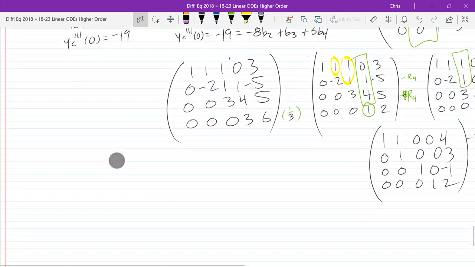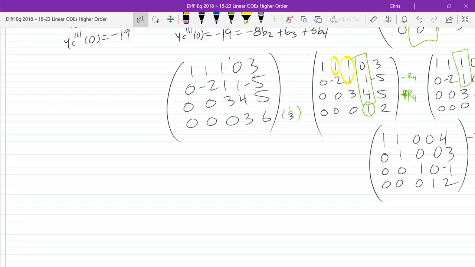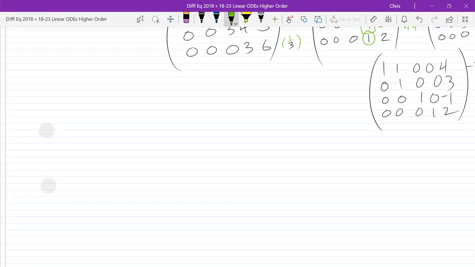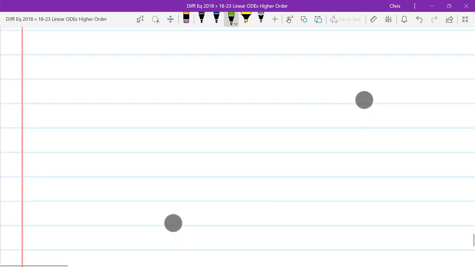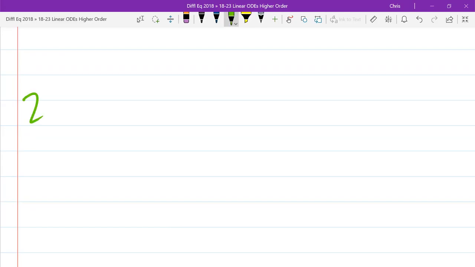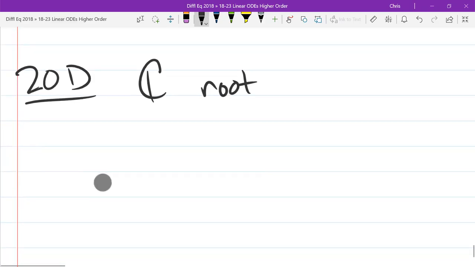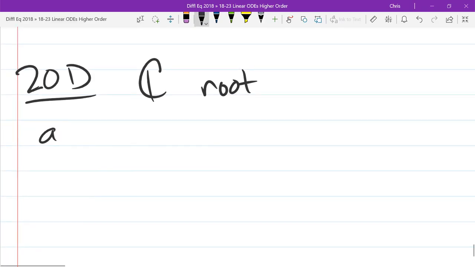All right, so we're going to go to complex roots now. And we'll start over with that characteristic polynomial. So this is 20D. Let's get zoomed way in. So we took care of all types of real roots, both non-repeated real roots and repeated real roots. So now we're going into complex roots. We have our characteristic equation.